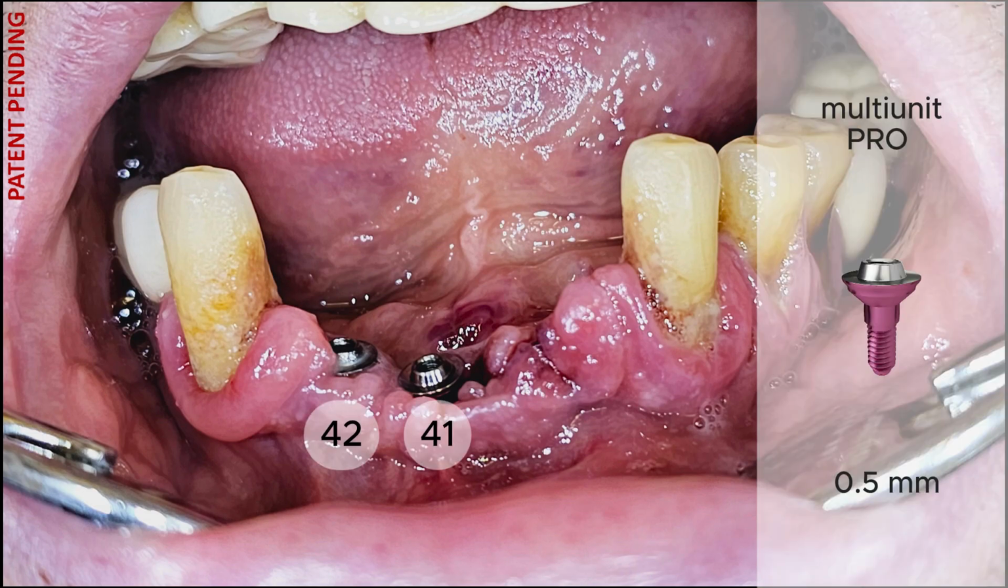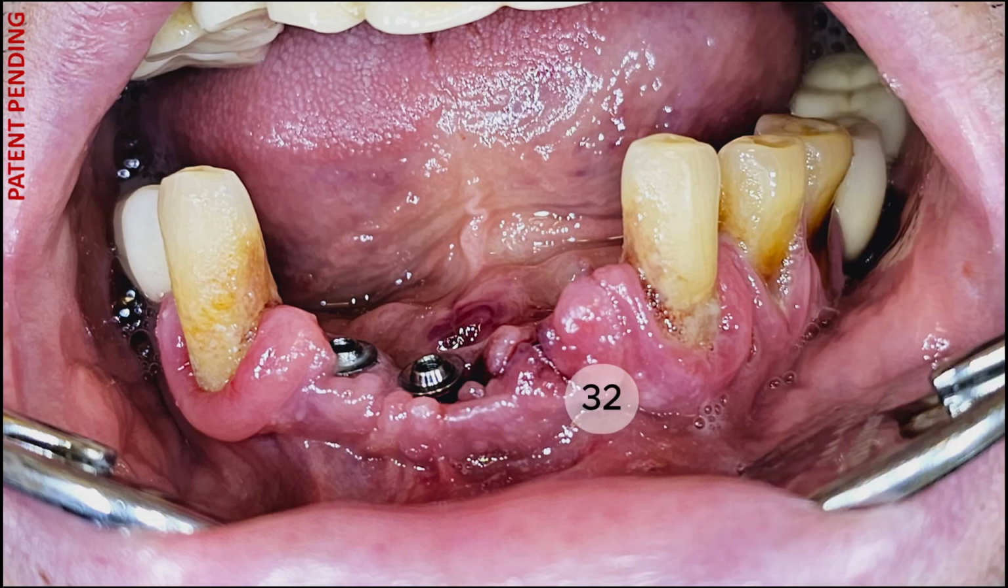After removing the old crown, we placed 2 PRO multi-units with a height of 0.5 millimeters. A temporary bridge would be fabricated and fixed onto these multi-units. In the region of tooth 32, we added a third implant and placed a PRO multi-unit on it. Due to insufficient bone, the implant was positioned at an angle toward tooth 33. Not an ideal position, but it was the only possible solution.